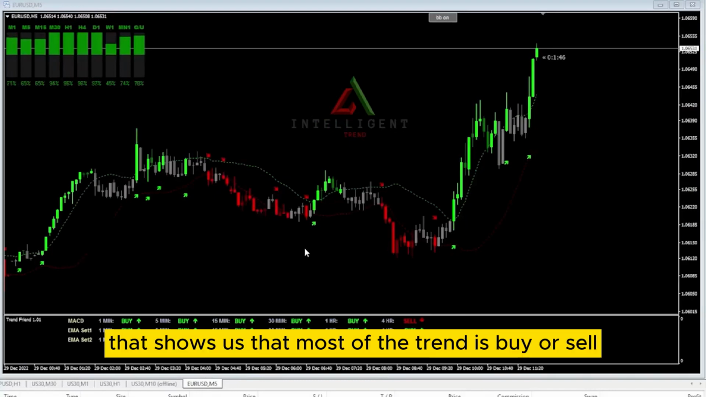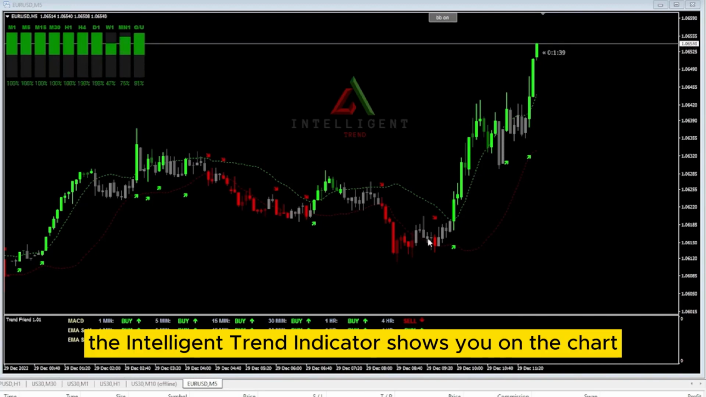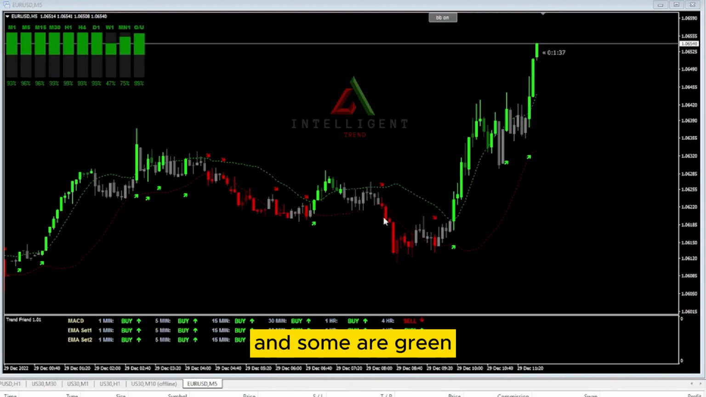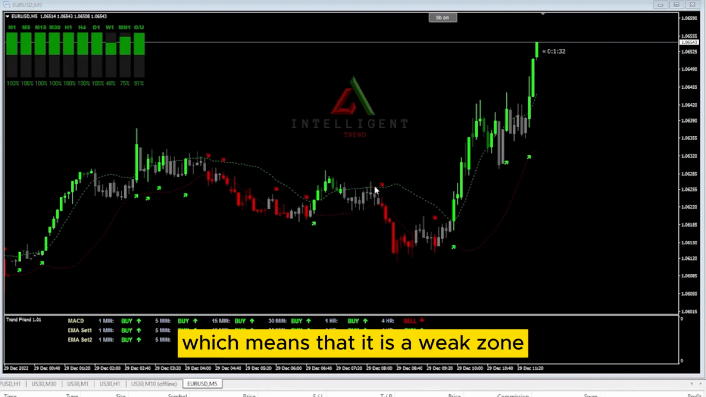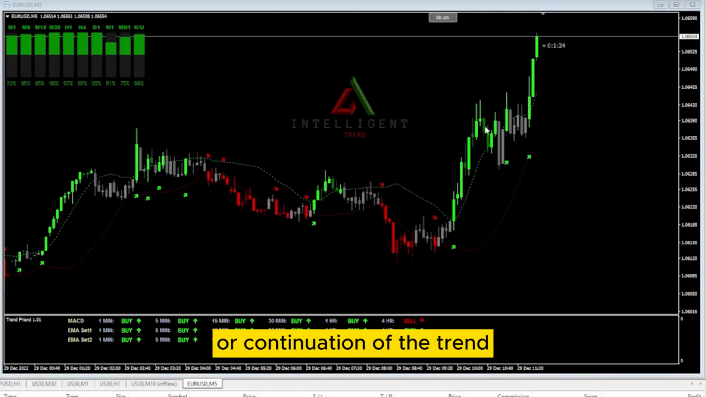When we find a pair that shows us that most of the trend is buy or sell, we can watch for entry. In order to enter the position, you need to understand what the intelligent trend indicator shows you on the chart. If you notice, you will see that some candles are gray, some are red, and some are green. Usually, gray candles are between green or red ones, which means that it is a weak zone and that we can expect an opposite signal or a continuation of the trend.